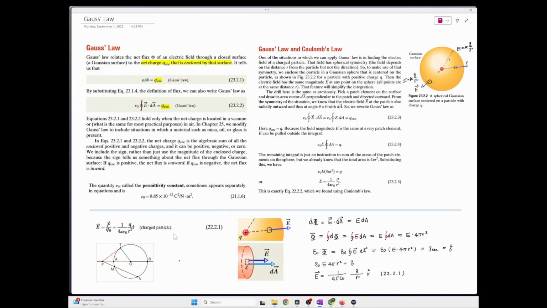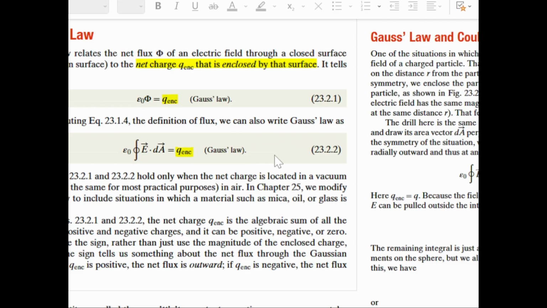Of course, we don't have to derive the same equation twice, but what this example does is to show us that the Gauss' law works on an example that we are familiar with. To recap, the Gauss' law says if you take the electric flux and multiply it by epsilon naught, then the result will be equal to the total charge enclosed. And that completes this video.